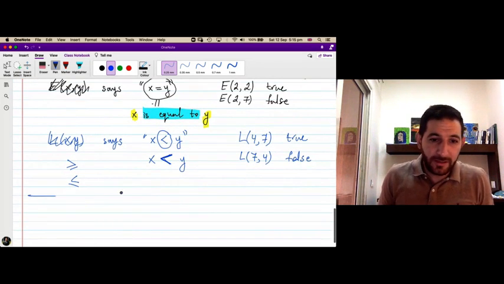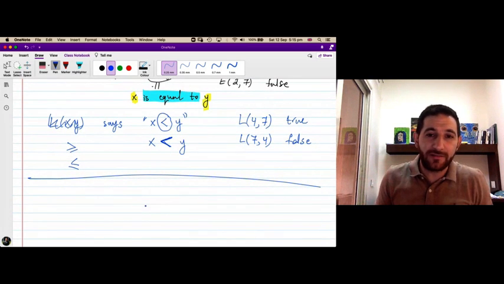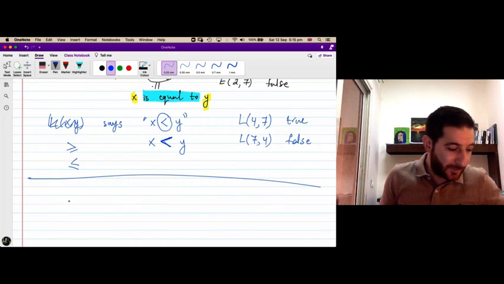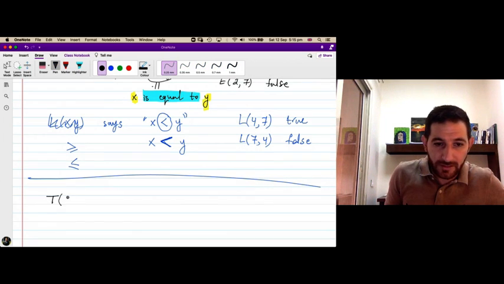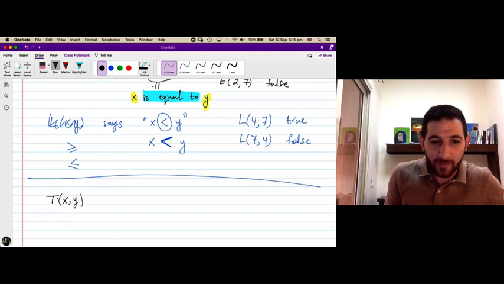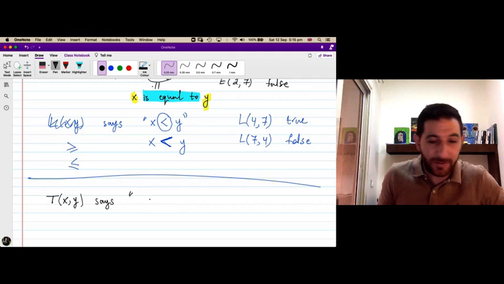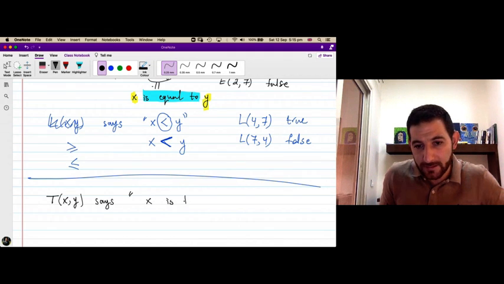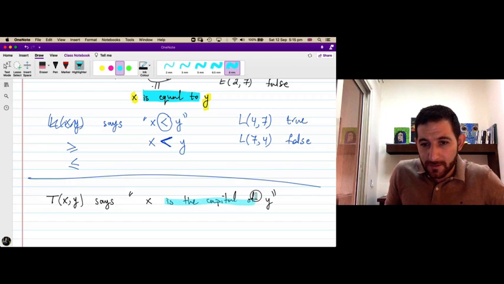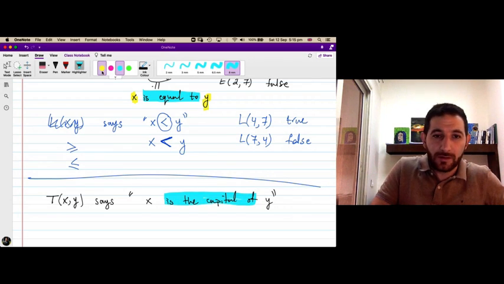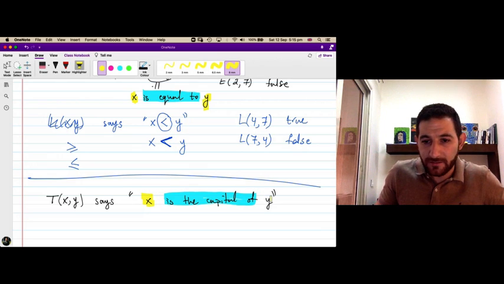Okay, now let me tell you an example where different variables have different domains. For example, look at the binary predicate T(x, y). This says that the pair x, y have the property T, and the statement of the predicate says that x is the capital of y. So what is the property here? Being the capital. And what are the subjects? They are the variables x and y.